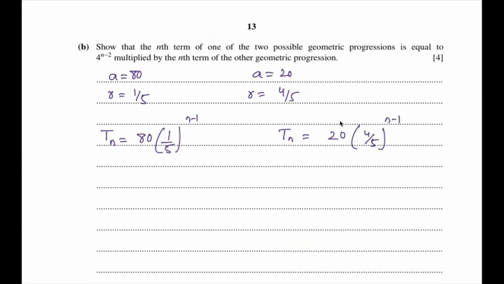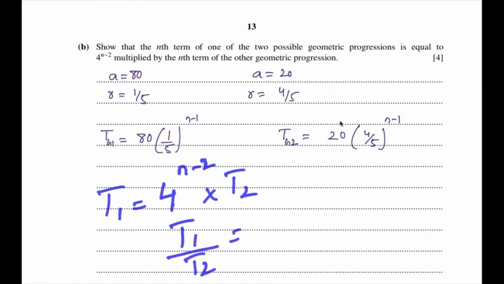So we need to show that the nth term of one of the two possible geometric progressions is equal to 4 to the power of n minus 2 multiplied by the nth term of the other. What we need to do is take the ratio of these two progressions. Let's say I'm calling this geometric progression 1 and this geometric progression 2. I need to show that one of them is equal to 4 to the power of n minus 2 times the second, which is the same as saying that the ratio of the two geometric progressions should be equal to 4 to the power of n minus 2.